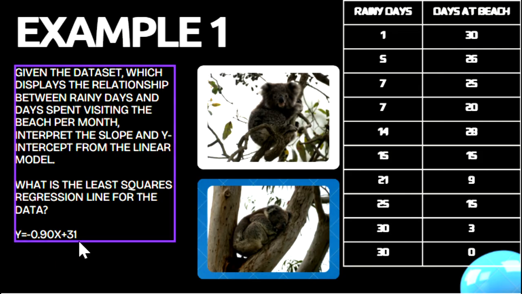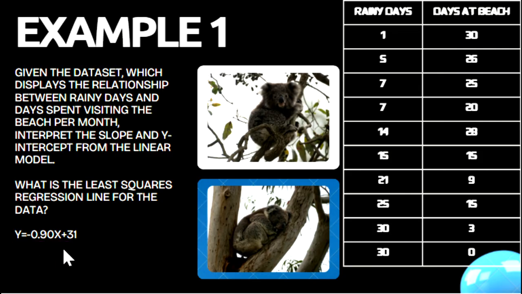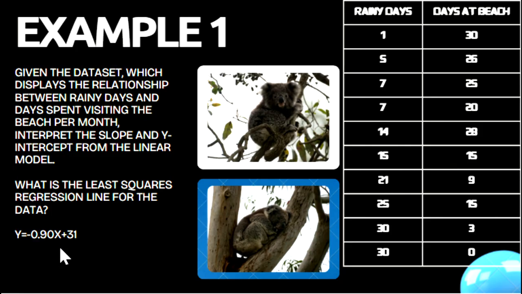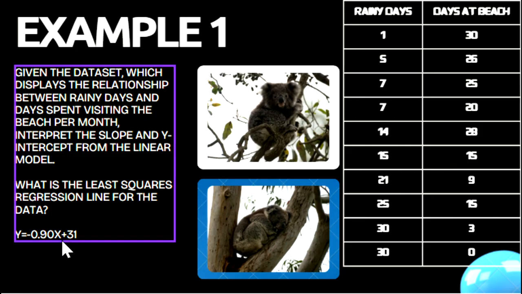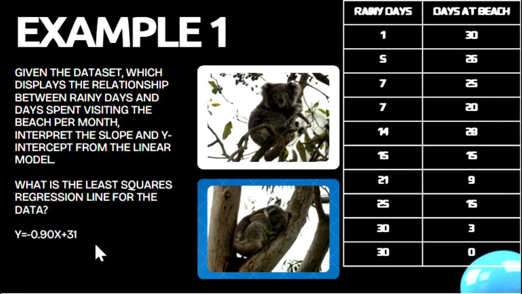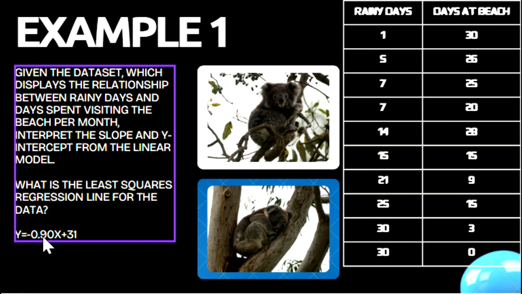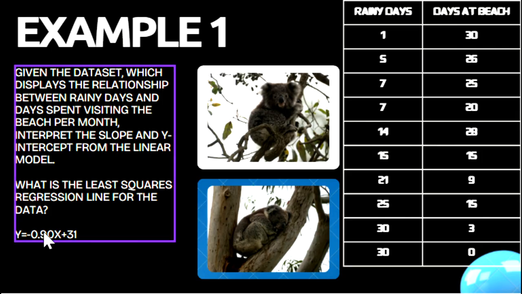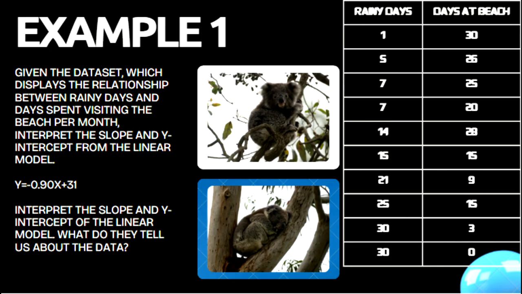And it wants us to interpret the slope. The slope for this one is 0.90. So that means it's going to go up almost a whole unit for every unit it goes over, okay? It's going to go up 9/10 of a unit and over 1 unit. Okay. So let's keep looking at this. Here is the regression line for the data. And interpret the slope and the y-intercept of the linear model. What do they tell us about the data?